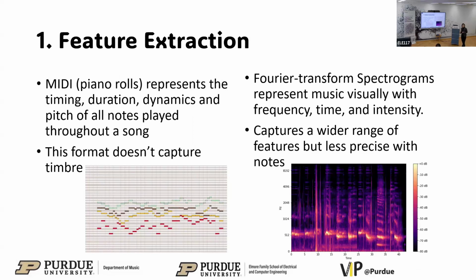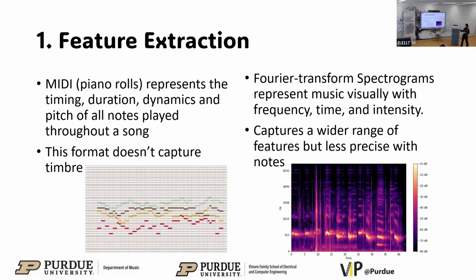So we need to extract the features from the music, right? So we use various tools, and those are examples. MIDI can capture the pitch, duration, dynamic, and also timing and so on. But it doesn't really capture timbre. Do you know what timbre is? Timbre. Sound quality. Oh, sorry, I answered already. Sound quality.